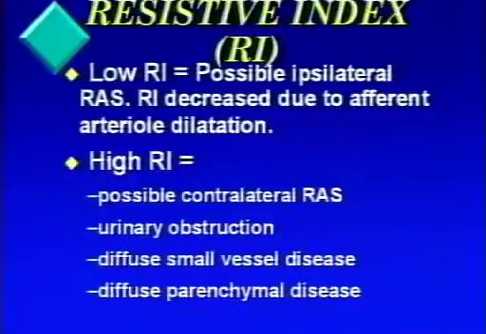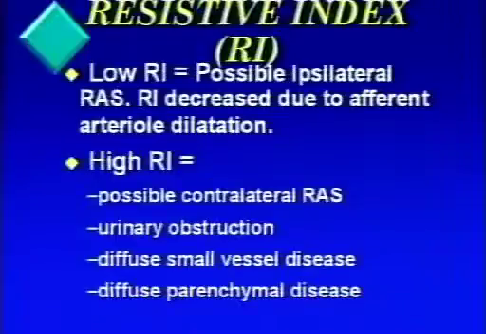You also may have a high resistive index in other situations. Contralateral renal artery stenosis is obviously the first thing that we think of. However, there are some other conditions that may cause the patient to have a high resistive index. That would be urinary obstruction, hydronephrosis, diffuse small vessel disease, or diffuse parenchymal disease.